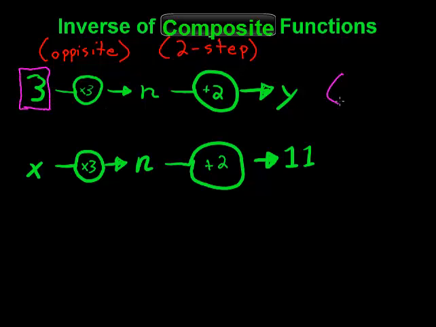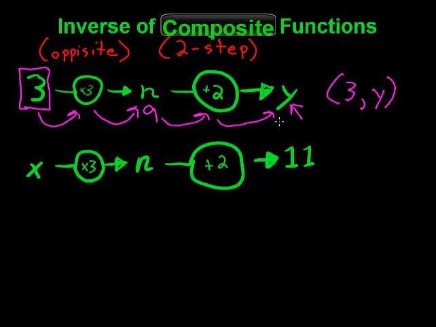So I know it's 3 comma y. We still don't know what y will be. So let's run our 3 through our composite function, or our two-step function here. So 3 times 3 gives us 9. That gets us halfway through our function. And then we have to go 9 plus 2 gives us our y value of 11. So our x is 3 and our y is 11, or 3, 11 is our ordered pair we get from that function machine.